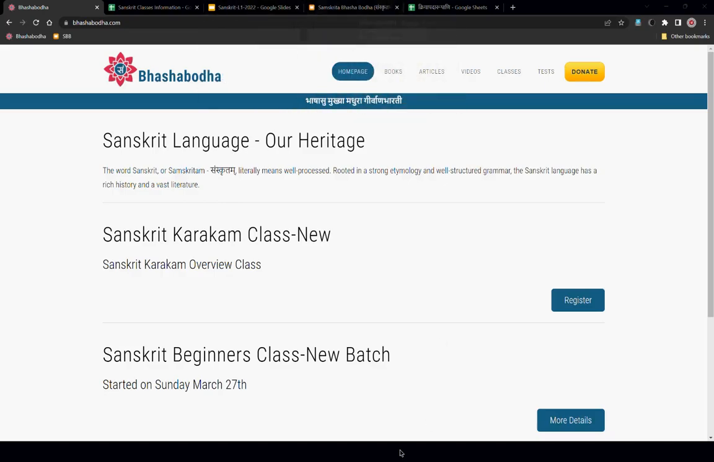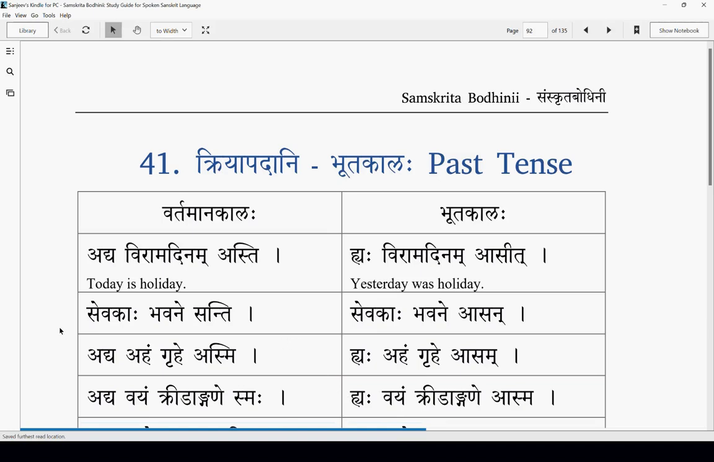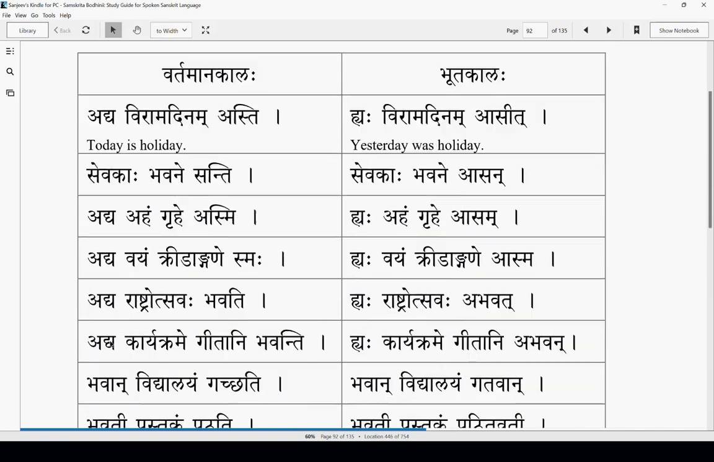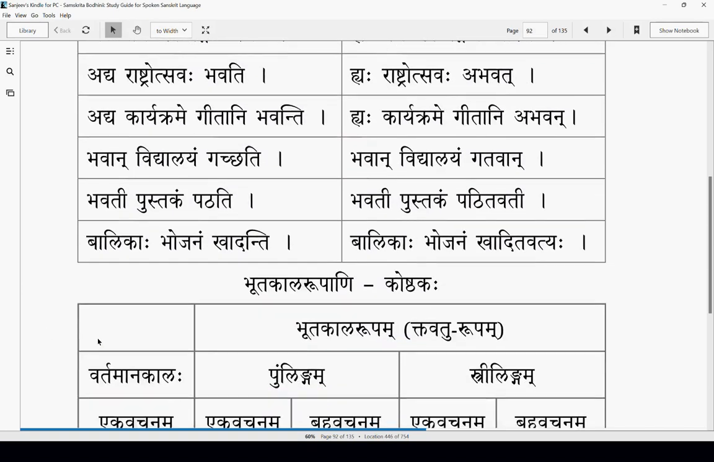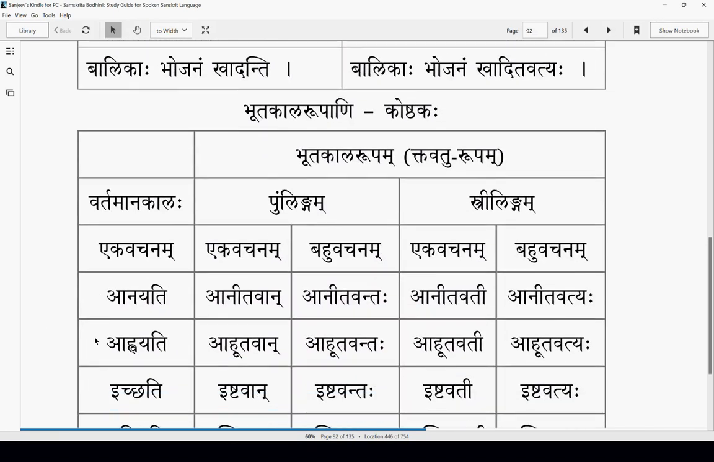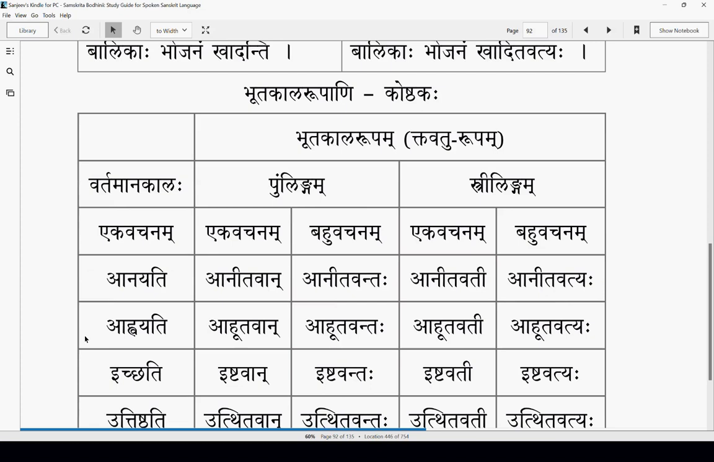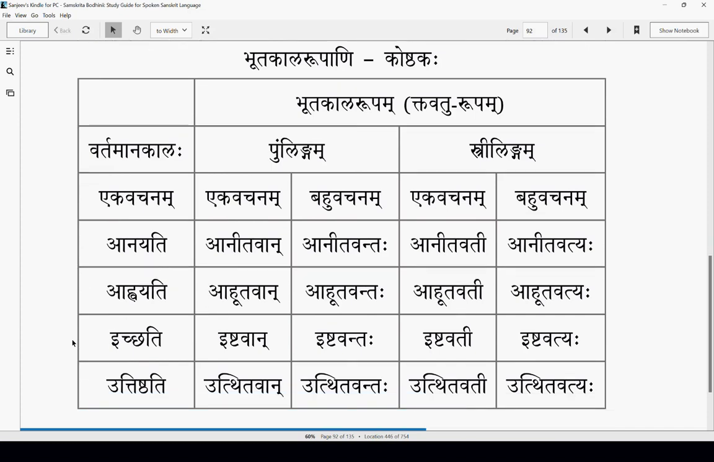We are going through the Bhutakala, past tense forms of verbs, Kriyapadam. We looked at this, and Bhutakala Rupam, fully you went through the YouTube link I sent.